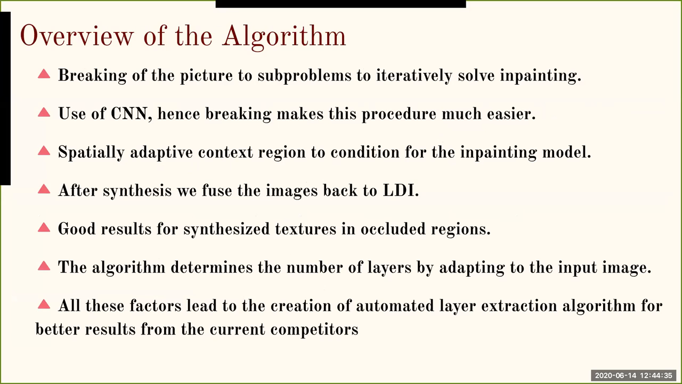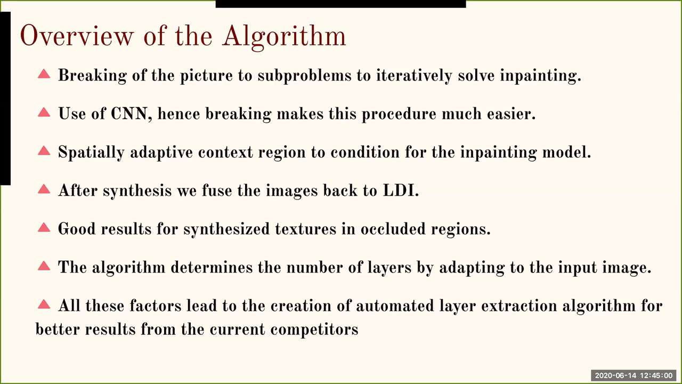The use of convolutional neural networks produces results that are much easier for computation. Since we are dividing into sub-problems, convolution happens to be faster in those areas and they are providing a good result.